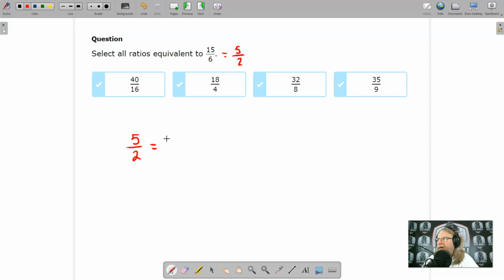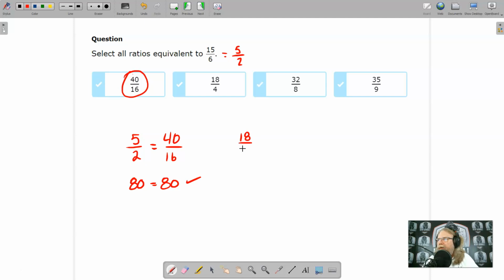Let's go ahead and use cross products. We haven't done that for a little while. I kind of get in the habit of simplifying things all the time. So 5 times 16 is going to be 50 plus 30 is 80. And 40 times 2 is 80. So the first one checks out. So therefore, this is one of our correct choices.